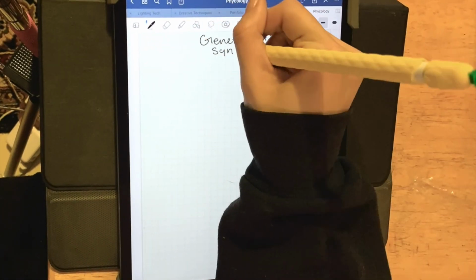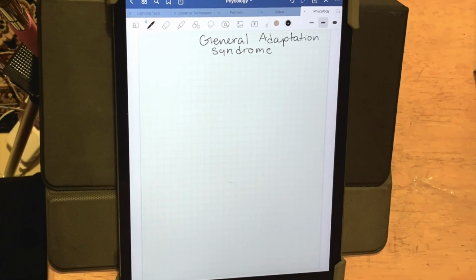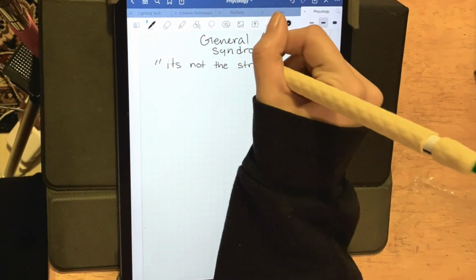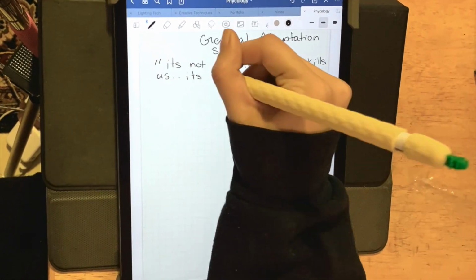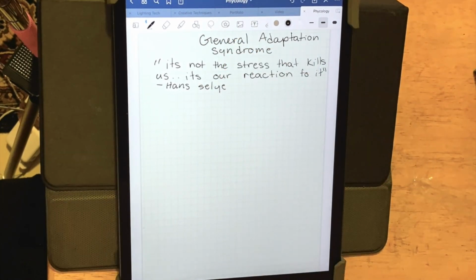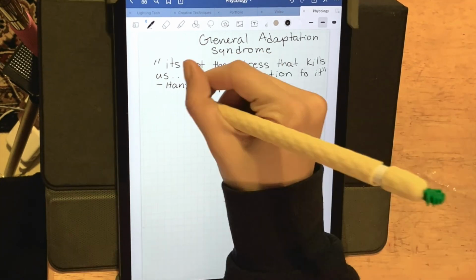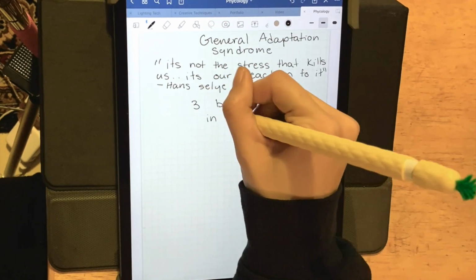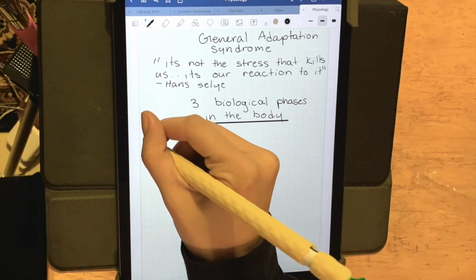General adaptation syndrome. It is not the stress that kills us, it's our reaction to it. Hans Selye is known as the father of stress research, and he looked into the stress responses of fight or flight. And there's 3 biological phases in the body that happen.